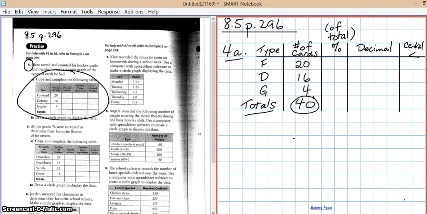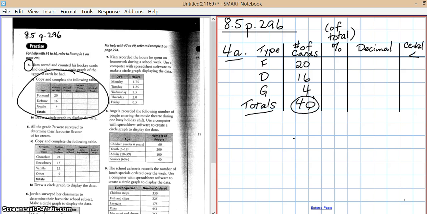The question states, Liam sorted and counted his hockey cards and decided to make a circle graph of the types of cards he had. According to the question, he had 20 forward cards, 16 defense cards, and 4 goalie cards. Remember that for any data you're given to construct a circle graph, you need to calculate the totals. You won't always be prompted to, but you always have to, because otherwise you can't go on to the next steps. So 20 plus 16 plus 4 equals 40. In total, he has 40 cards in his collection.